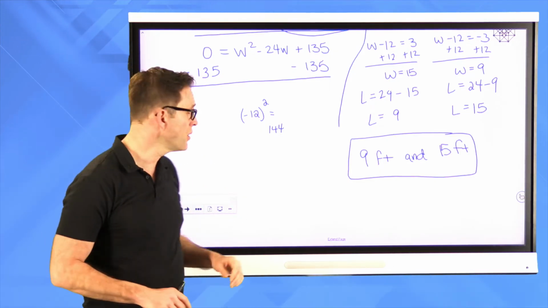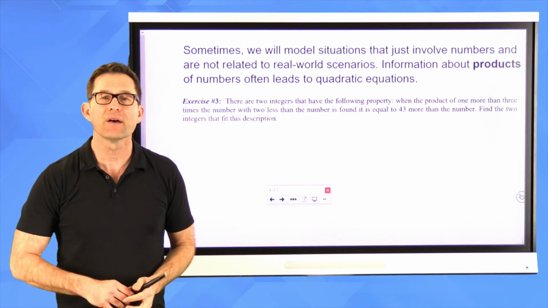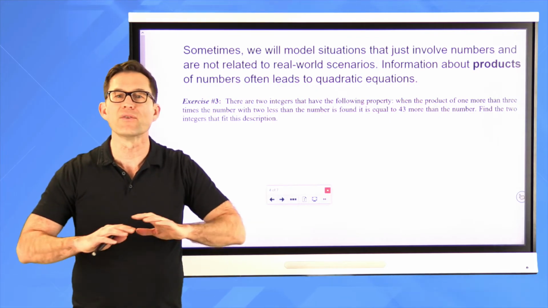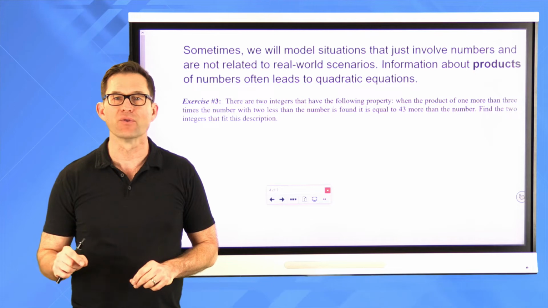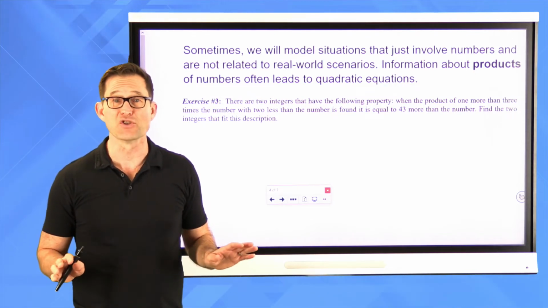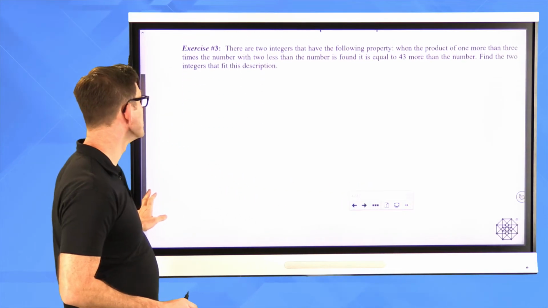All right, let's do a little bit more work, but maybe with some problems that don't involve area. Now, sometimes we're going to model situations that just involve numbers, and they're not related to real-world scenarios at all. Information about products of numbers often leads to quadratic equations, and man, can that information be confusing. So let's take a look at one that just looks kind of crazy. Let's take a look.